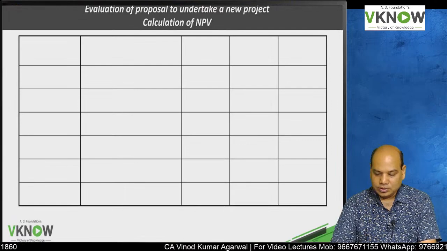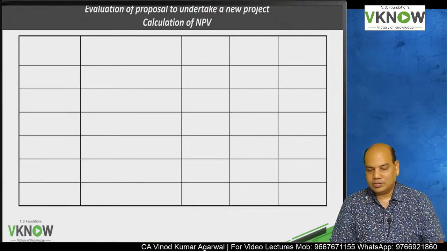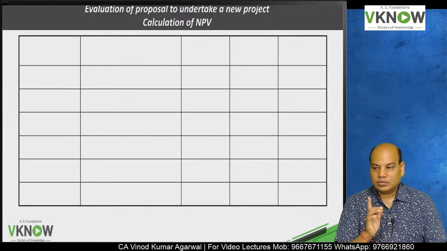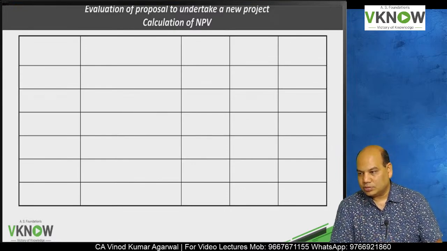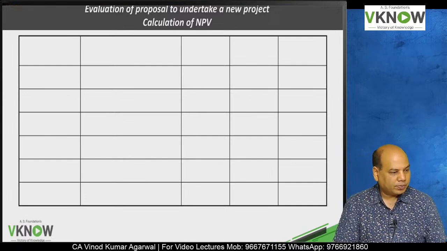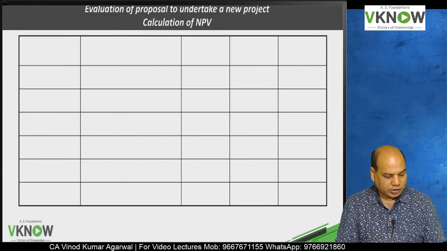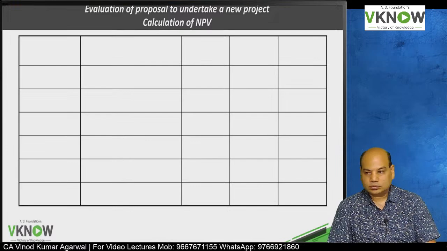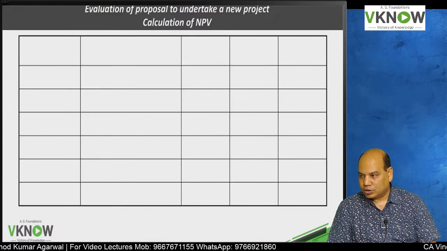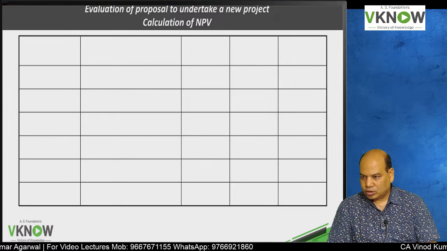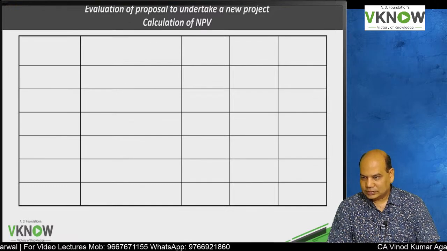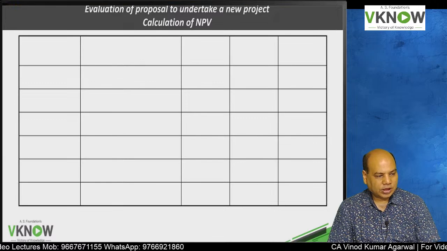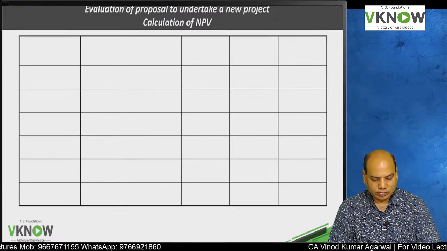So first you write down one heading, main heading, followed by working note. Heading, write down evaluation of the proposal to undertake a new project. That is the heading. Below that write calculation of NPV.